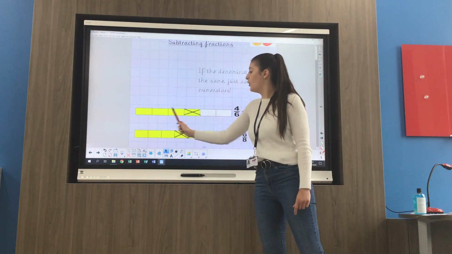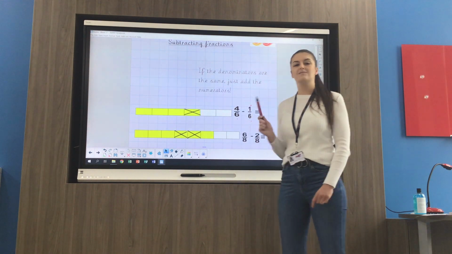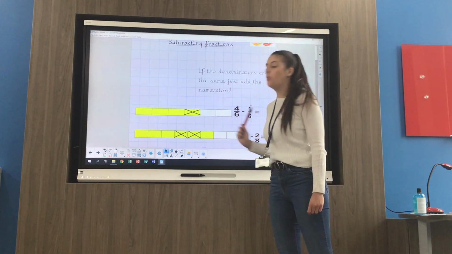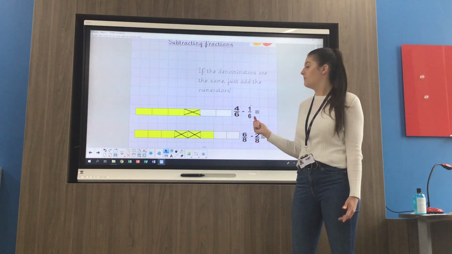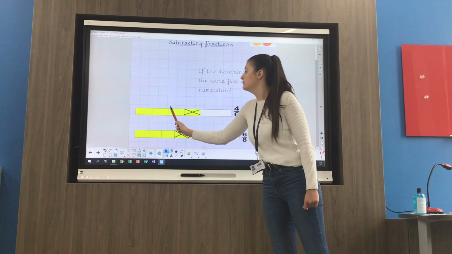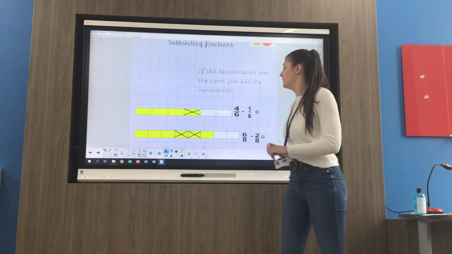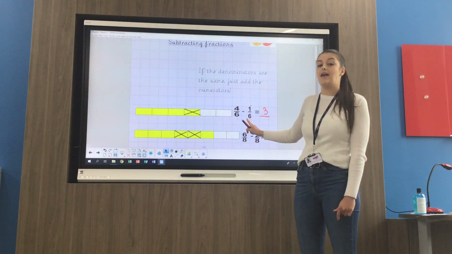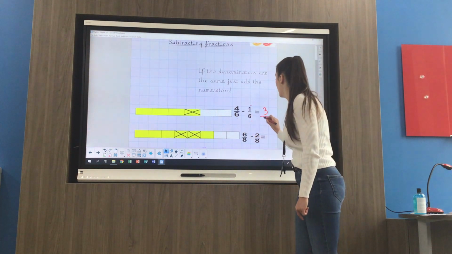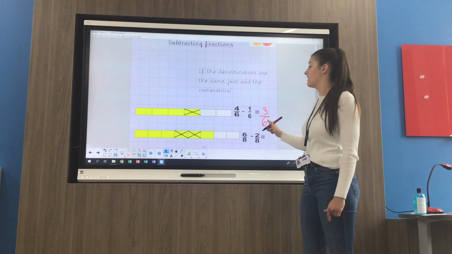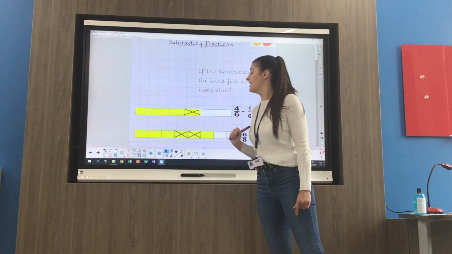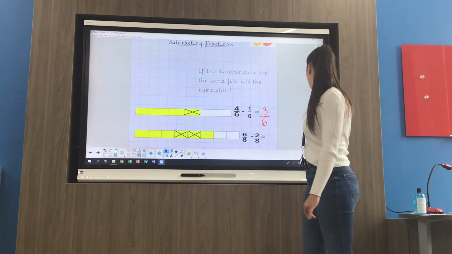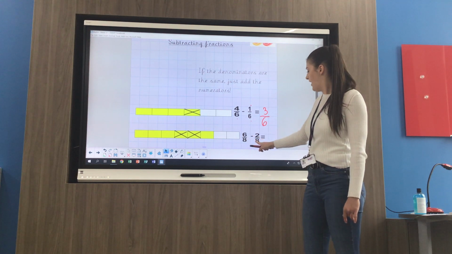So you can see I've got 4 yellows there. But I'm taking away 1/6. So we've crossed out 1 part. So how many parts do we have left? 1, 2, 3. So my numerator must be 3. And we know if our denominators are the same, they stay the same. So my answer must be 3/6, because I've got 3 coloured in without a cross left over out of my 6ths.